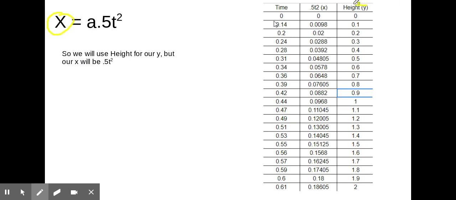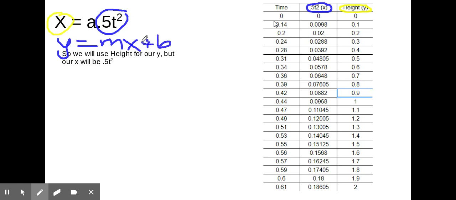This is my height. Okay. And then this whole quantity right here, this is what I'm putting in for x. So instead of having a data table labeled x and y, like time and height, my x is really going to be 0.5 t squared. Because now I have something, if I think about it, like y equals mx plus b, but our y-intercept should be 0. So we just kind of scribble out the plus b.